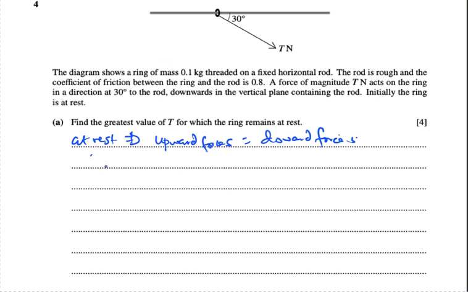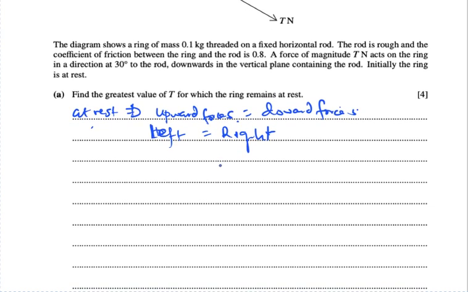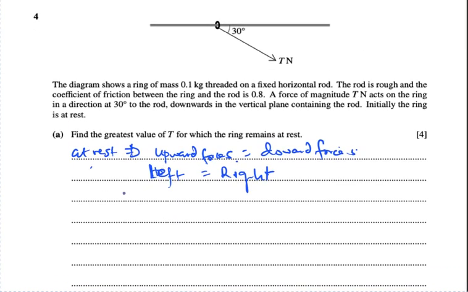So let's start. They want us to find the greatest value of T for which the ring remains at rest. For any object or particle to stay at rest, upward forces must be equal to downward forces. So we are going to equate the two types of forces, upward and downward, and also horizontal: left is equal to right. This makes the object stay at rest.